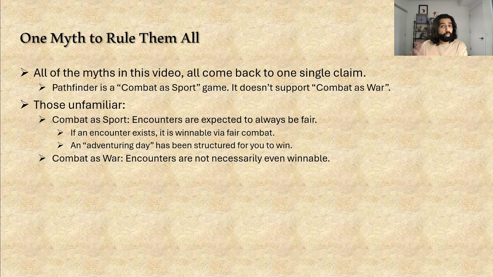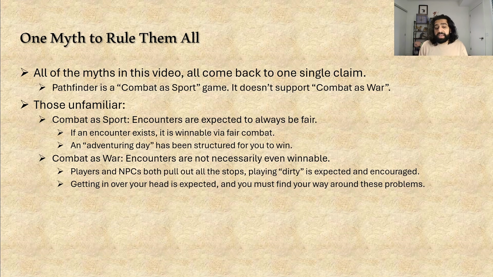And combat as war is the spiritual inverse of this. Encounters are not even necessarily individually winnable, let alone over the course of an adventuring day. Every encounter expects you to pull out all the stops if it's deadly. You may have to play dirty by pre-buffing or setting up traps, and the NPCs might also play dirty. And in fact, you will probably regularly have encounters where you're in over your heads.